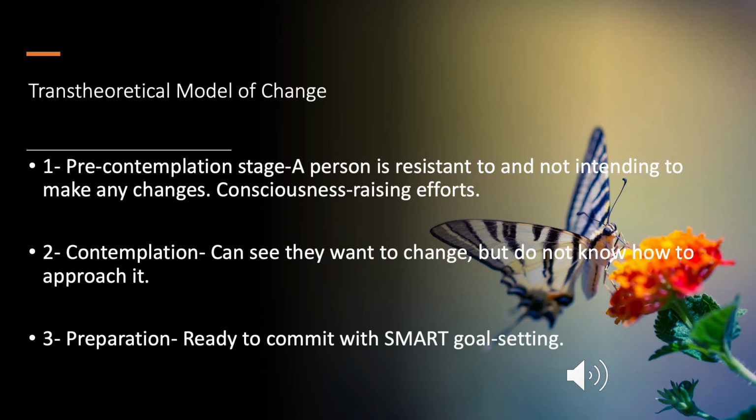So let's talk about the process of change according to the transtheoretical model of change. According to the transtheoretical model of change, there are 6 stages we go through to make a change. I will tell you each stage and what is happening, then I will give you an example.